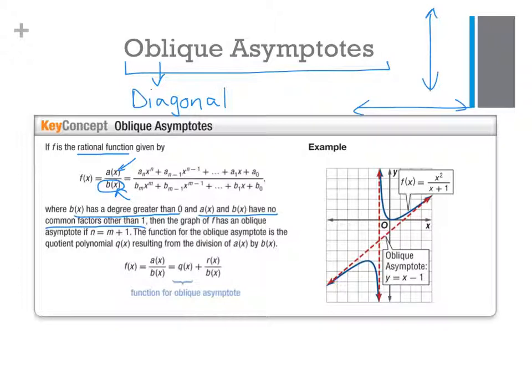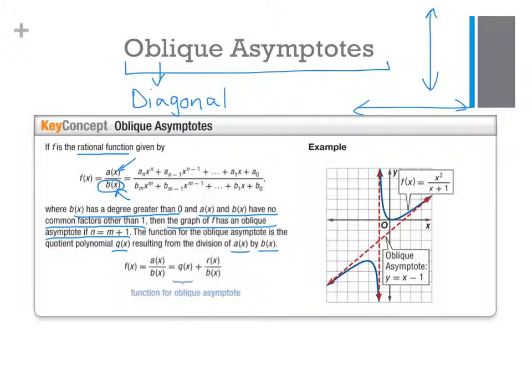And a of x and b of x can have no common factors other than 1. So when you're factoring the numerator and the denominator, you cannot have any of the same factors on top that you do on bottom. And if this all occurs, if b of x has a degree greater than 0, and a of x and b of x have no common factors other than 1, then the graph of f has an oblique asymptote if n equals m plus 1. So, the function for the oblique asymptote is the quotient polynomial q of x resulting from the division of a of x by b of x.